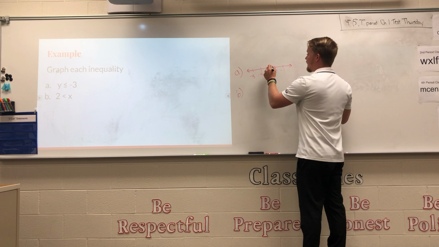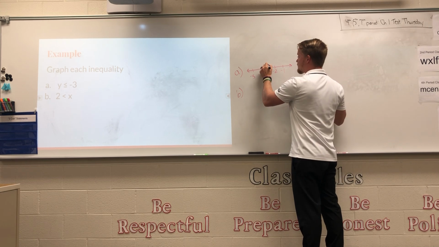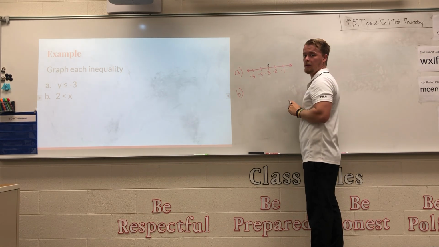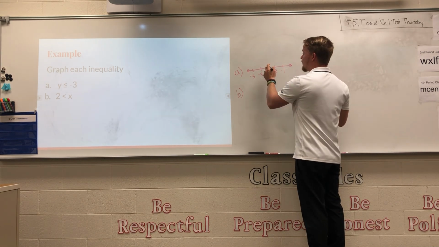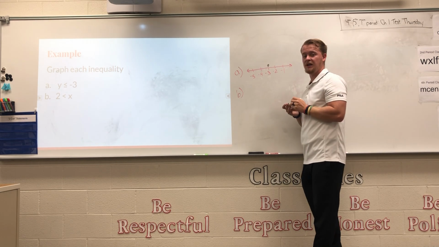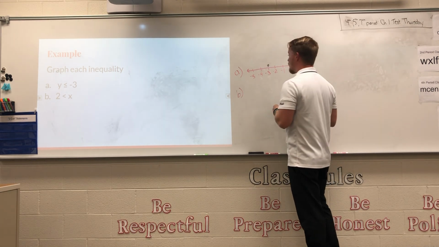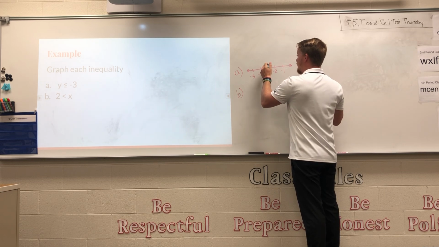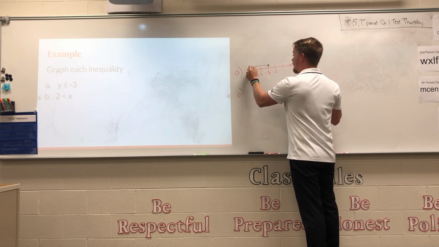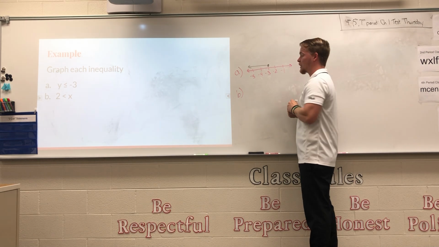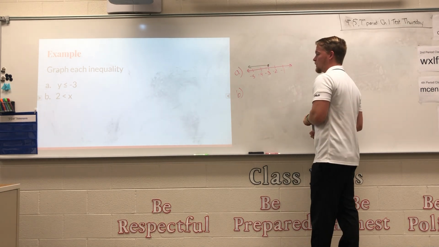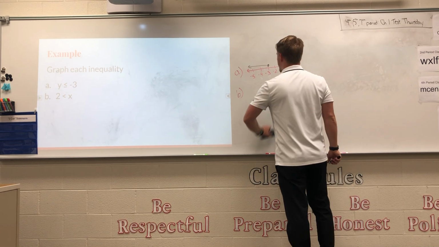So what that'll look like is you're going to make a closed circle. All it means by closed circle is it's filled in, like that right there. And then you draw an arrow to whichever side the numbers you're referring to work. If it's less than, that means you're going to the left. So that would be what your arrow looks like. You have a closed circle on negative 3 and an arrow pointing to the left. Okay, so that's the first one.